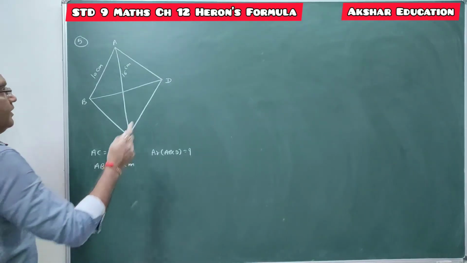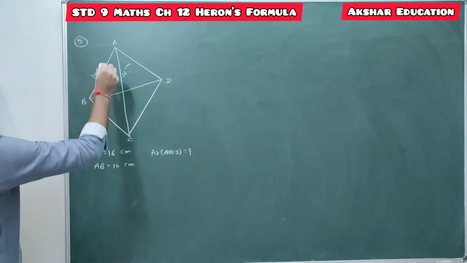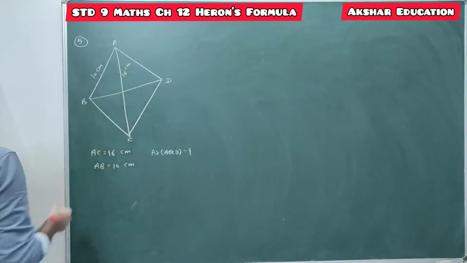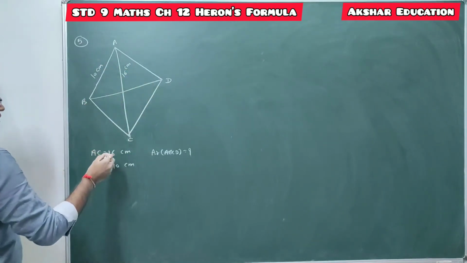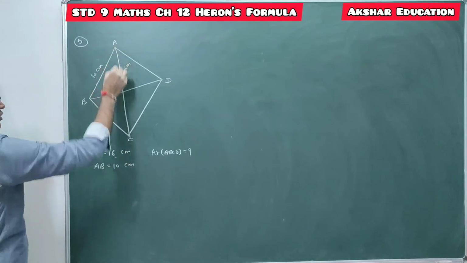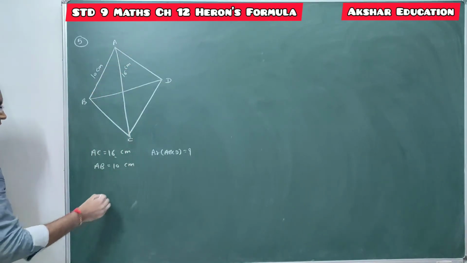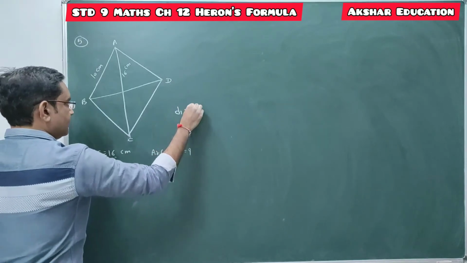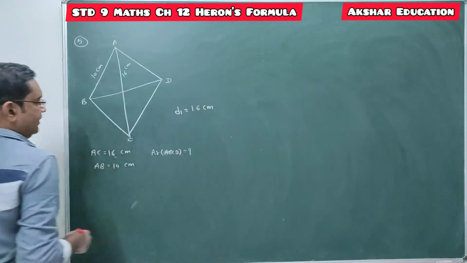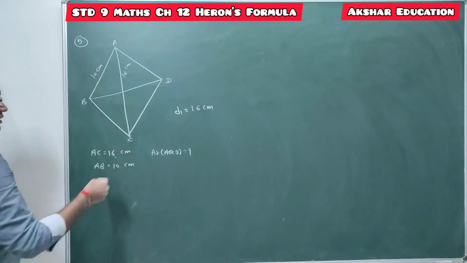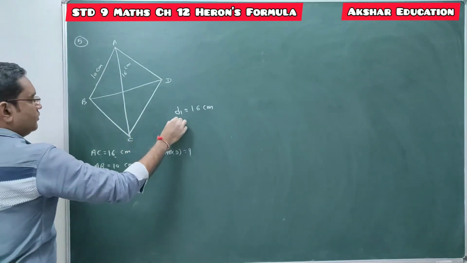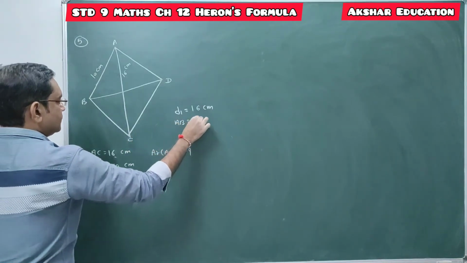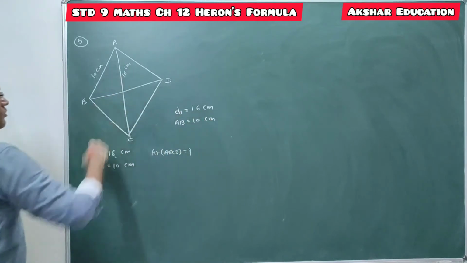Okay students, now question number 5. One rhombus, rhombus ABCD, is given. In this rhombus AC is 16, so the length of one of the diagonals is 16. So here you can write D1, the length of the diagonal, is 16 centimeter, and the length of one of the sides, AB, is 10 centimeter. You have to find the area of this rhombus.